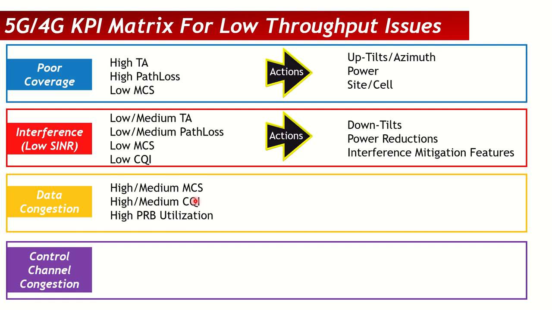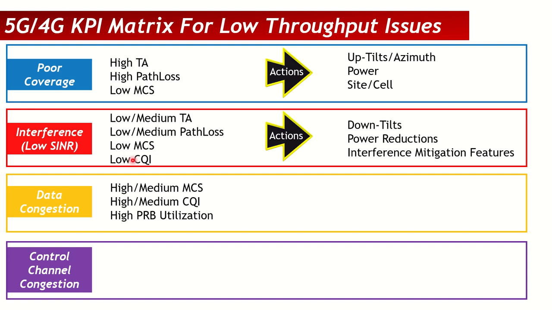Now it could also be said that, let's say I have low MCS, low CQI and high PRB utilization. So what is it? Is it interference scenario or is it data congestion? If you have low MCS and low CQI and still you have high PRB utilization, then you will still consider it as an interference scenario. Why is that? Because if you have low MCS, let's say QPSK, then a low modulation scheme uses high number of resource blocks.